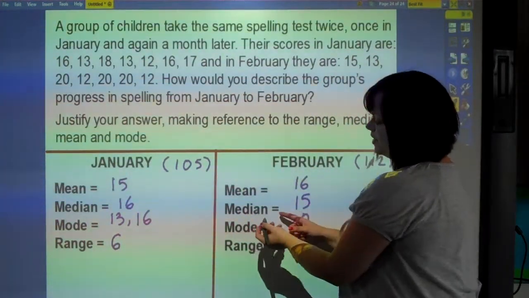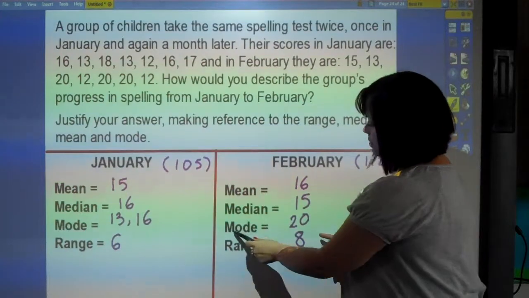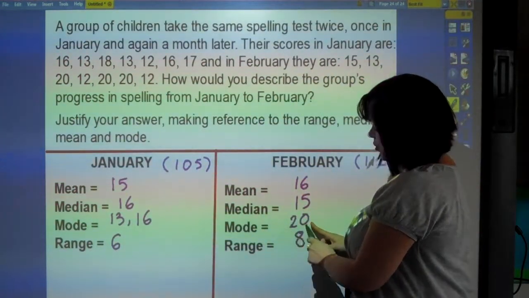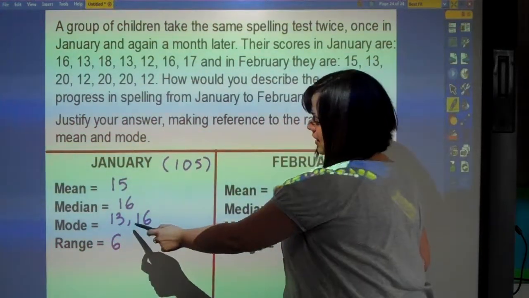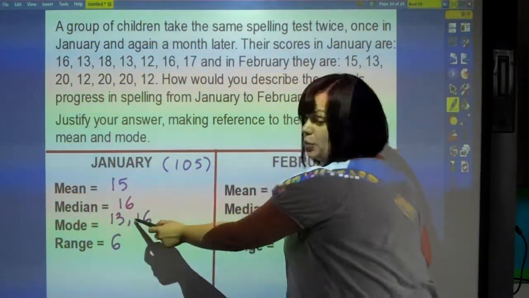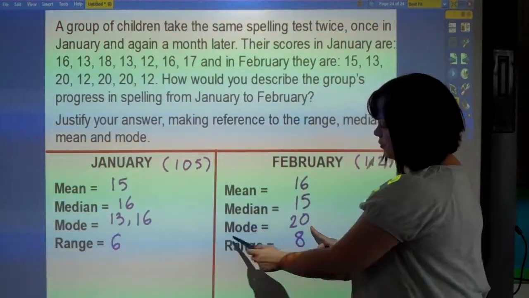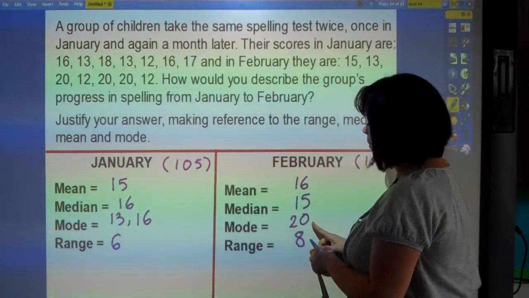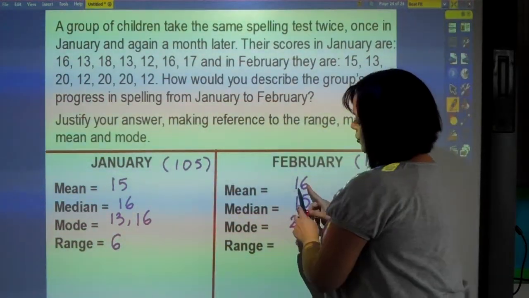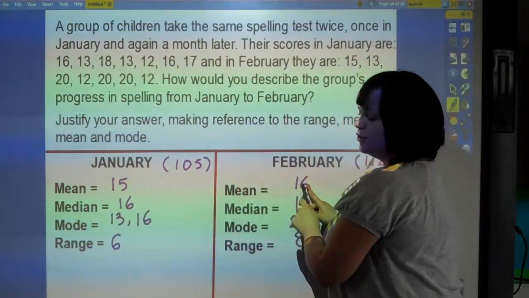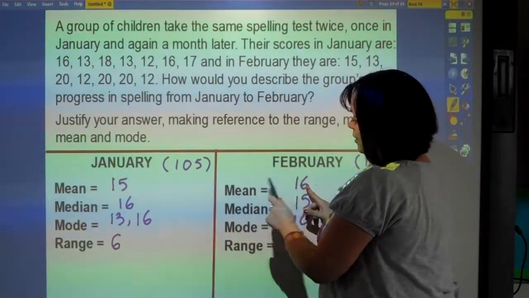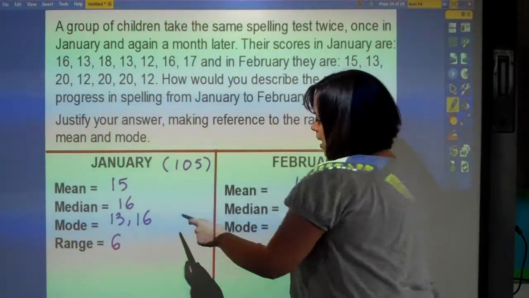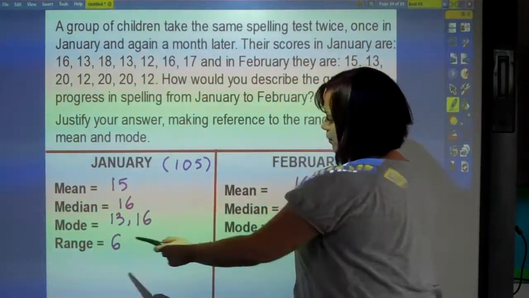But if you think about it, the median is the middle number, whereas the mode is the number that happens most, and look how much better the mode is in February. More children are getting 20, whereas in January they were getting lower numbers. So I think the mode is really helpful for proving that in February they've made a lot of progress. We can also see that the mean has gone up by 1, just by 1. So you could comment on that. You could say the mean average is the children are getting 1 more mark, which is really good. The median has gone down by 1, but we've discussed that already.